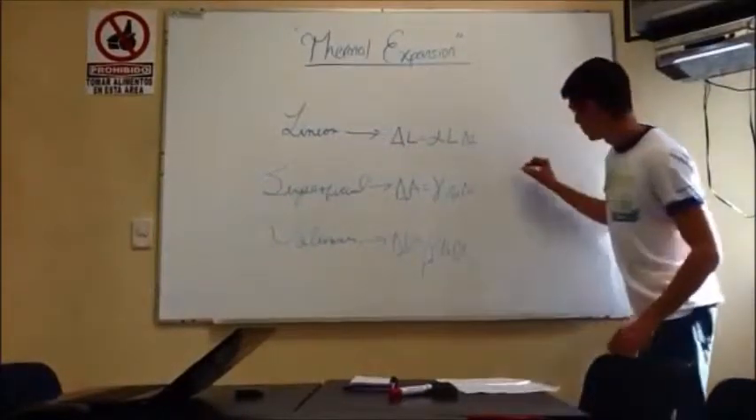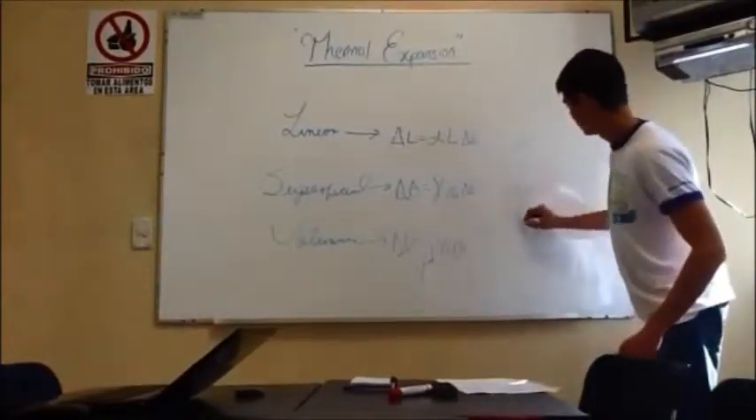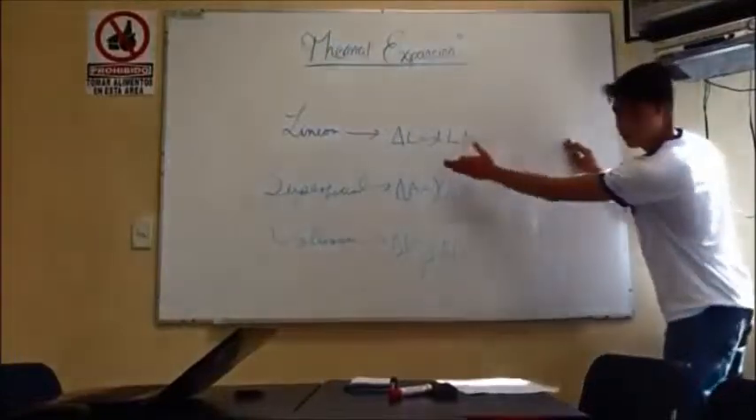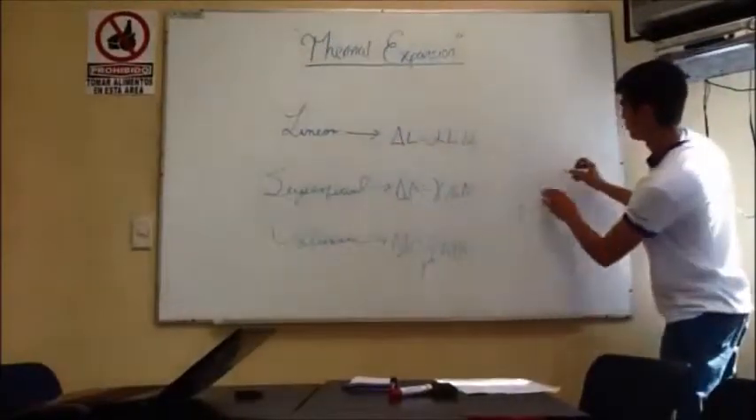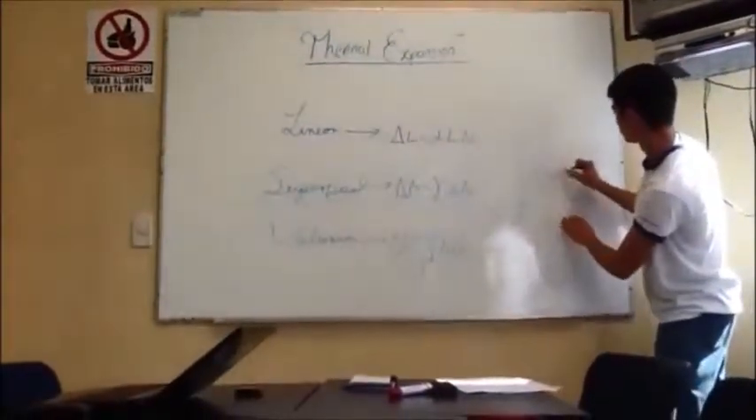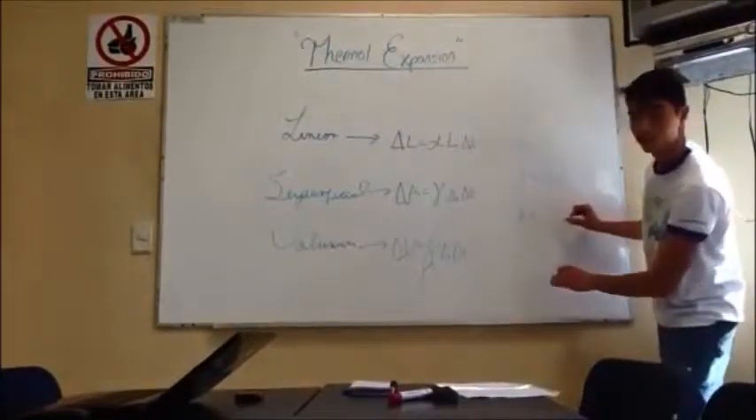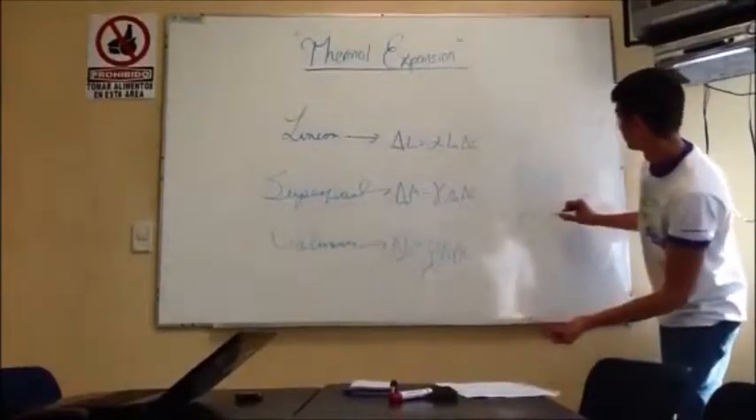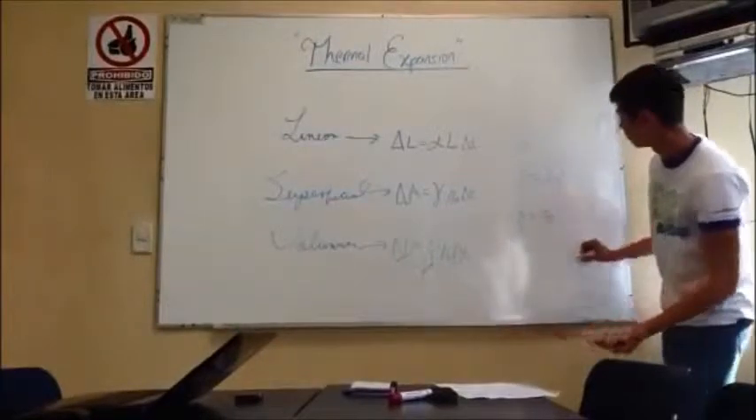So just for you to understand this better: we have alpha, which is for the linear expansion; for the superficial, the coefficient is equal to 2 alpha; and for the volume, normally, it equals 3 alpha. Okay?